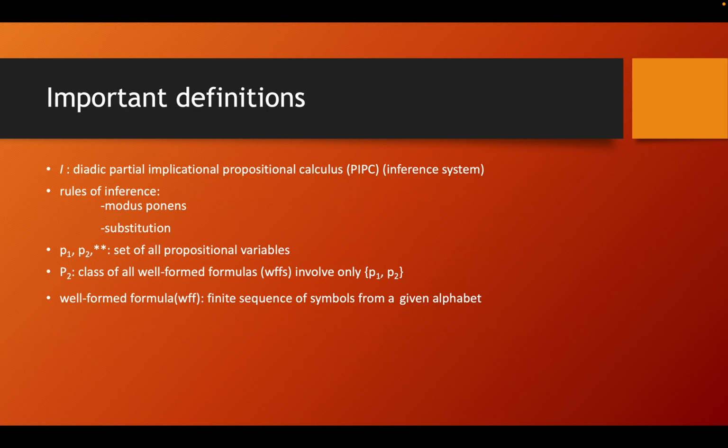A few definitions before I get started. The I is the PIPC itself, the inference system. The rules of inference are modus ponens and substitution, which are standard rules. And the lowercase p's is the set of all propositional variables. And the capital P is all the well-formed formulas that involve P1 and P2. Well-formed formulas are just finite sequences of symbols for a given alphabet.